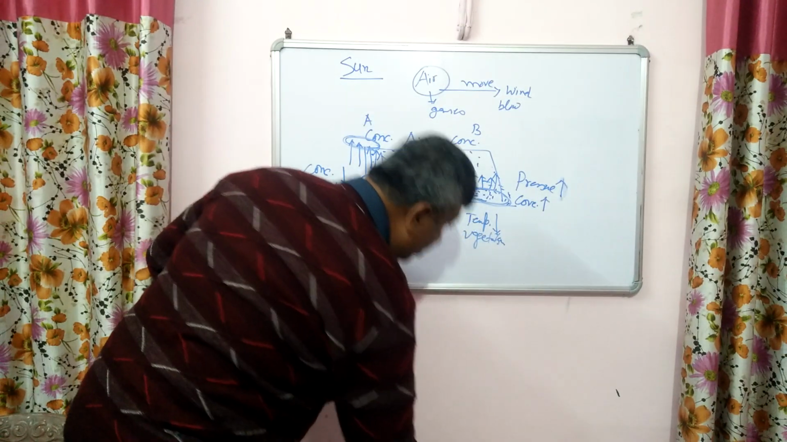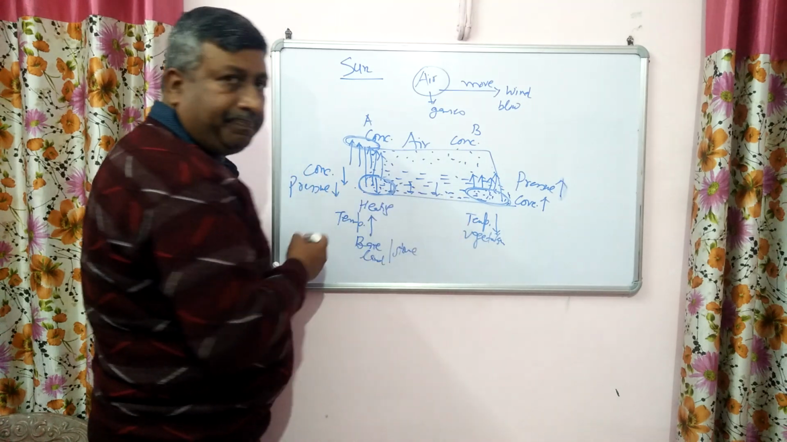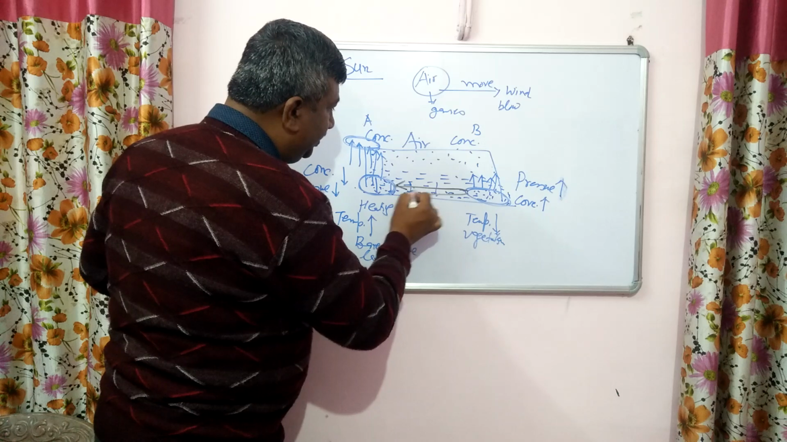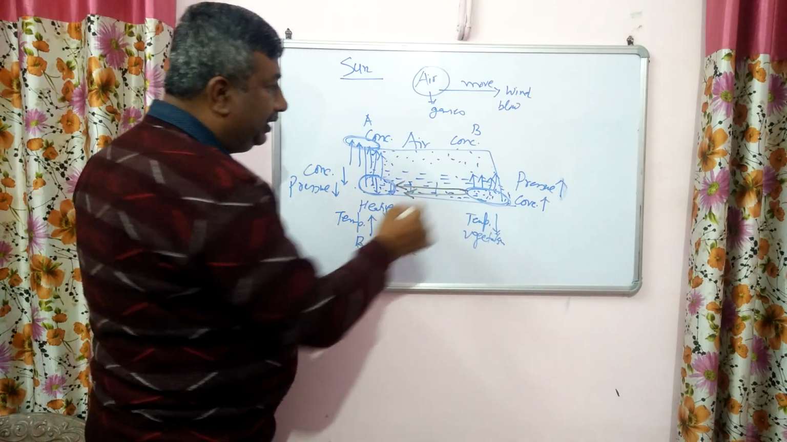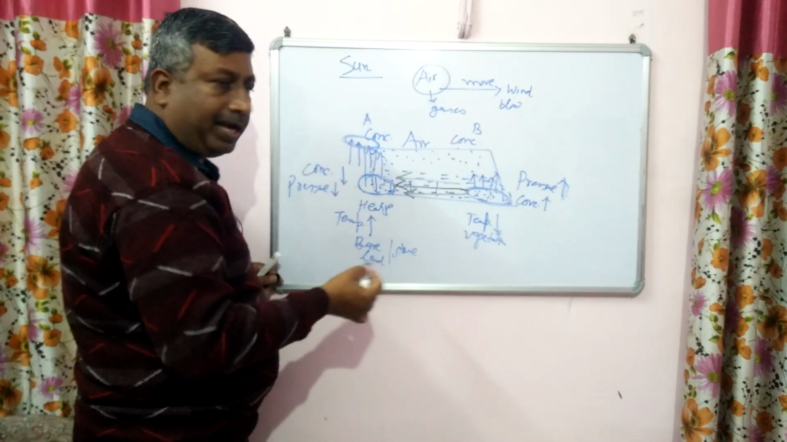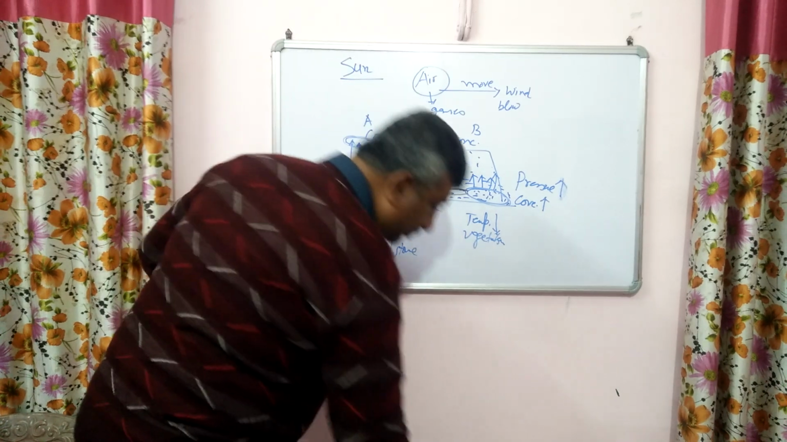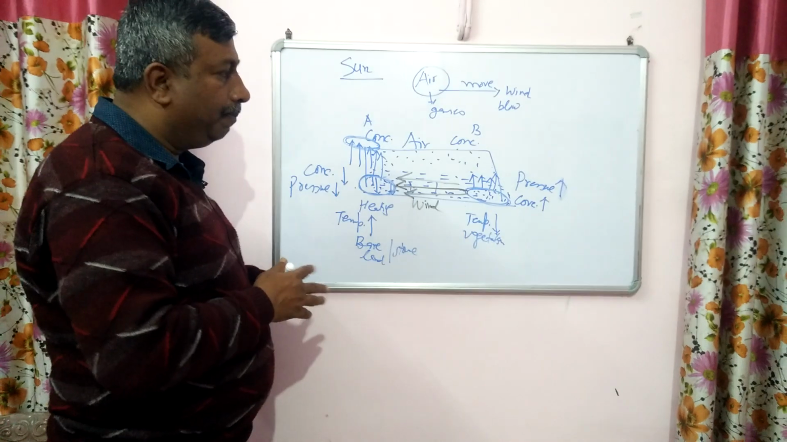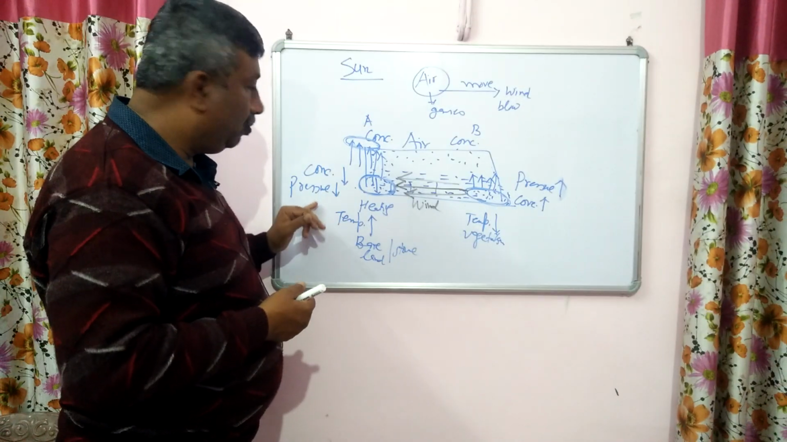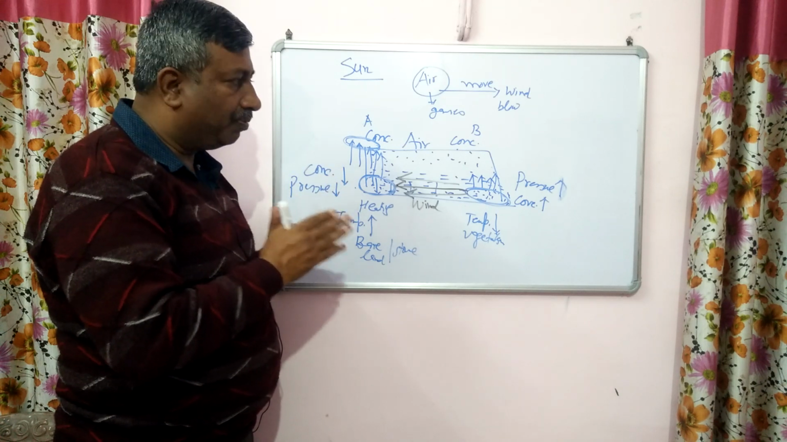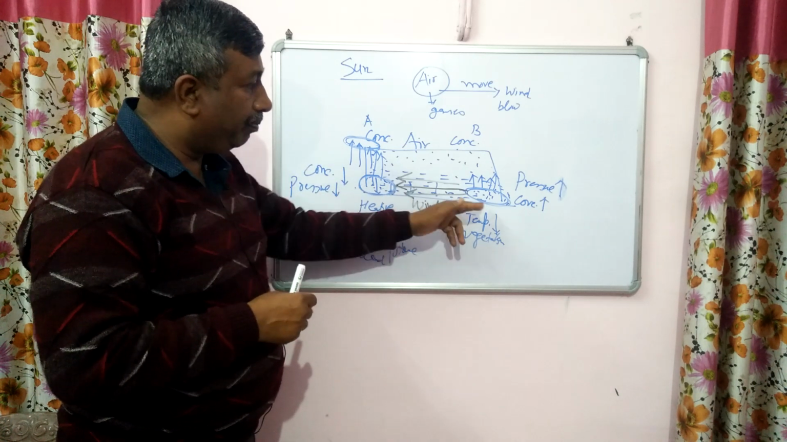So to maintain the concentration, the molecules move from this side to this side, from B side to A side, and this movement of air molecules is known as wind. So this is wind. This is a movement of air molecules from high concentration to low concentration to maintain the concentration, the number of molecules, or we can say to maintain the pressure.